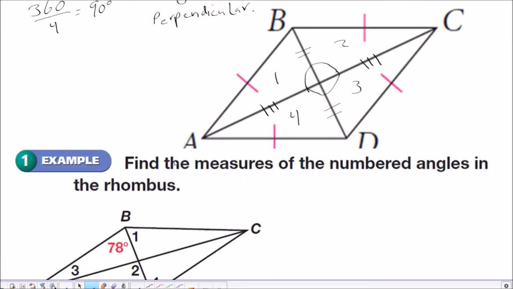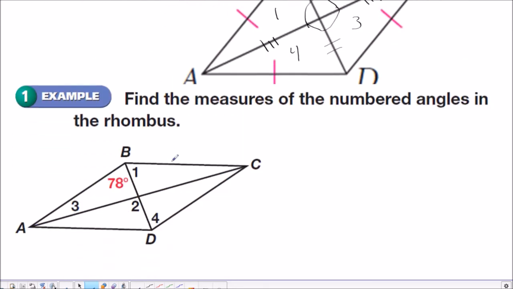Let's look at 2 examples. Okay, here's our first one. We're going to be asked to find the angle measures of this rhombus. So first things first. Remember, if it's a rhombus, we have 4 congruent triangles. So if you've got a 78 right there, you've also got a 78 right there, and a 78 right there, and those are degrees, and angle 1 is also 78.